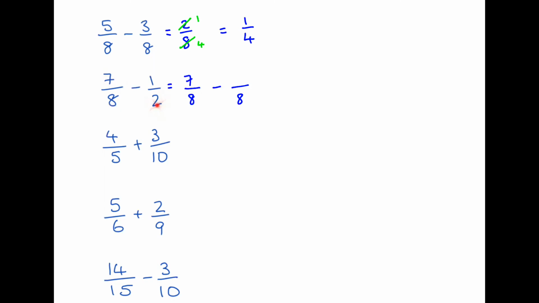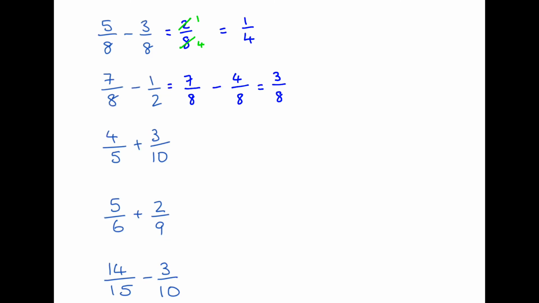This one had a denominator of 2. We've turned it into 8, so we've multiplied it by 4. So we've got to do the same to the top as well. 1 times 4 is 4. So altogether we've got 7/8, take away 4/8, so that's giving us 3/8 altogether. And that fraction won't simplify.